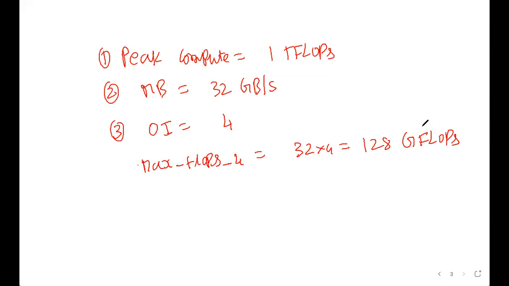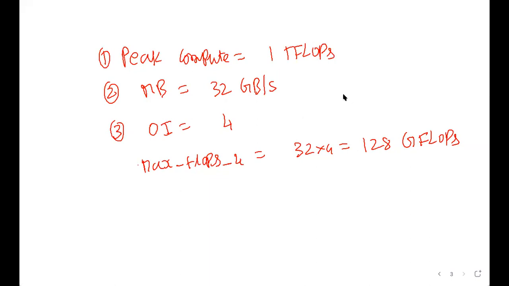Does it make sense? This is what we can do. Given the memory bandwidth and the current operational intensity, we are able to get only 128 gigaflops. Yes or no? Yes, sir. Okay, so is this memory bound or compute bound? This is memory bound, right? Because the roof is the peak because of the memory bandwidth.